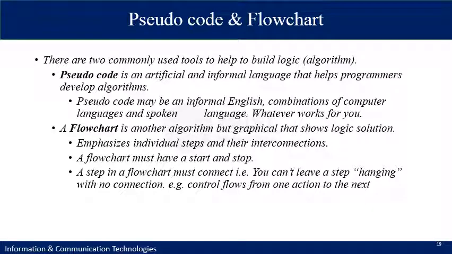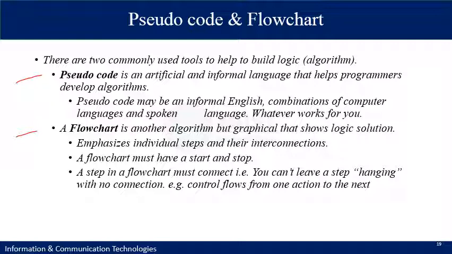So to build the logic, you need some kind of tools and techniques, and there are two commonly used tools to help build the logic or the algorithm, called pseudocode and flowcharts. Pseudocode, as described in the first few slides, is an artificial and informal language that helps programmers develop an algorithm. Pseudocode may be informal English or a combination of computer language and spoken language. So whatever works for you or the programmers.